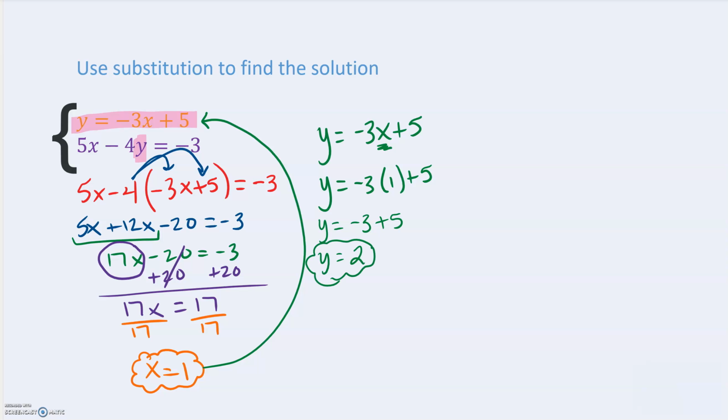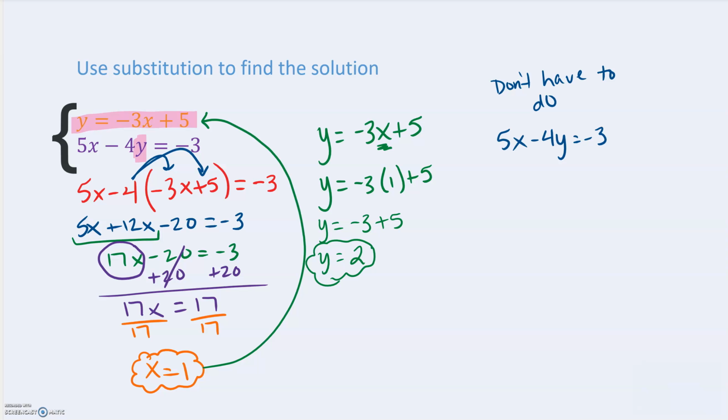Now, I chose to use the first equation because it was already set up nicely. But we can use the second one if we want, and I'll show you. All right, so I'm going to write on top, because you don't have to do this. So when you look back, I want you to remember, you only need to choose one. But we can say 5x minus 4y equals negative 3.